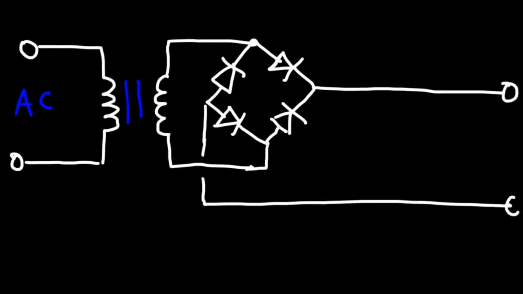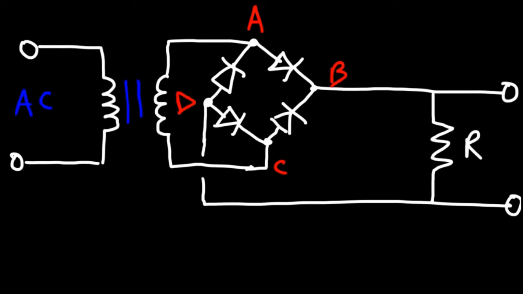So this is going to be the output of the bridge wave rectifier. Now let's put a resistor here. Let's call it resistor R. Now we have 4 points of interest. So let's call this point A, point B, point C, and point D. And this is going to be D1 or diode 1, diode 2, diode 3, and then diode 4 on the upper left side. And so this is the basic picture of the full wave bridge rectifier circuit. This is how it looks like.